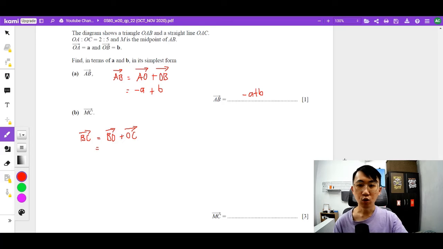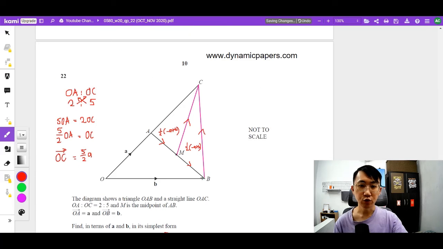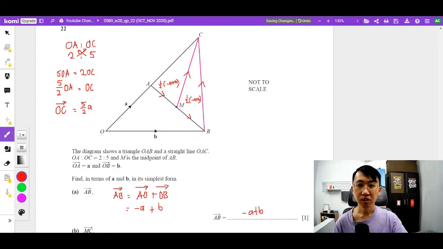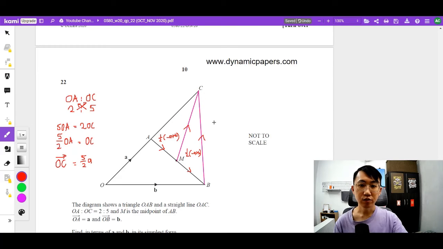So what is BO and OC? Just now teacher already showed. BO is against this direction, so negative B. OC I knew is 5 over 2A. Watch. So let's copy negative B plus 5 over 2A. We found the vector for BC. Go ahead and label now. So this vector right here can be denoted with negative B plus 5 over 2A. So teacher found BC already.